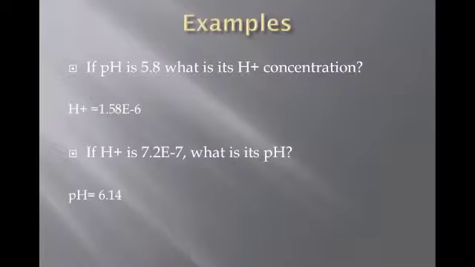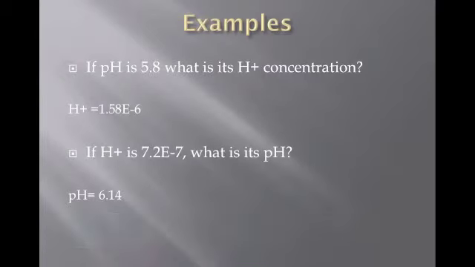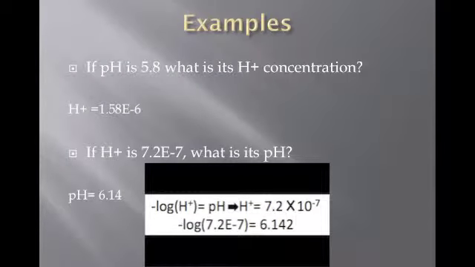Okay? And then if you have a hydrogen concentration of 7.2 times 10 to the negative 7th, what is its pH? So what you do there is you take the negative log of 7.2 times 10 to the negative 7th, and you just plug that into your calculator, and then you get that your pH is about 6.14. And that would also make it slightly acidic.